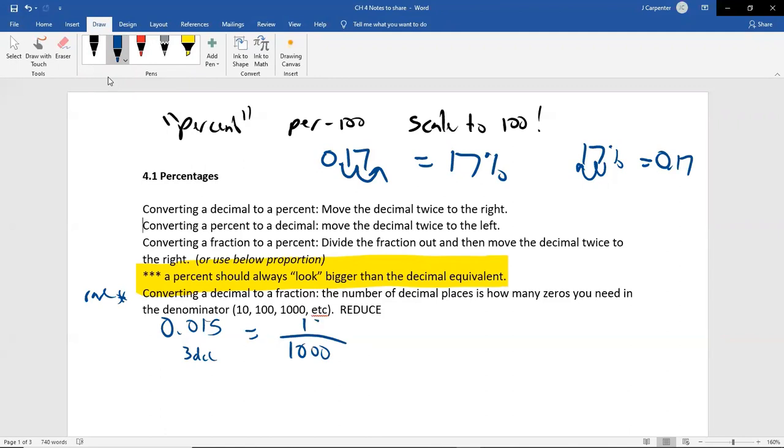So 0015 just becomes 15. And then of course you would reduce. I'm not even going to finish that problem because it's not the point. But 5 would go into both of those. I'll say it. It would then become 3 over 200. I'm just not going to write it.